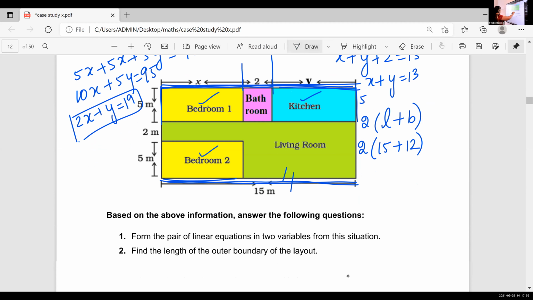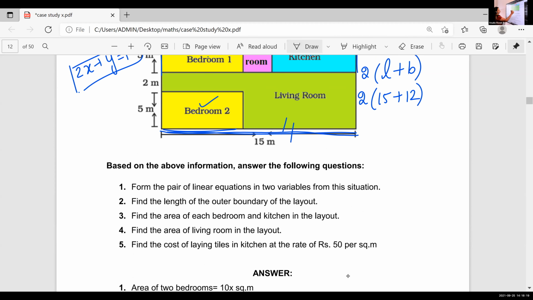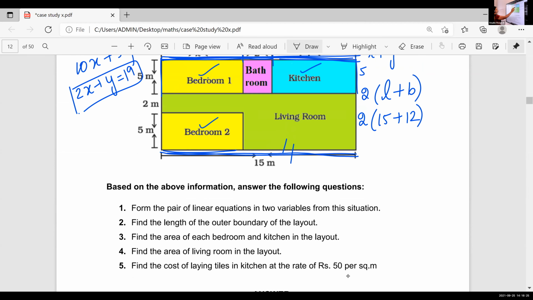Now look at the next part, third one. Find the area of each bedroom and kitchen. You do this once you solve it and then you find x and y. After finding x and y, you can find out what is the area of the bedroom and what is the area of the kitchen. Next one is find the area of the living room. How will you find the area of the living room? It is in green color.